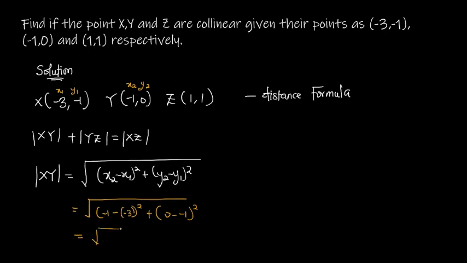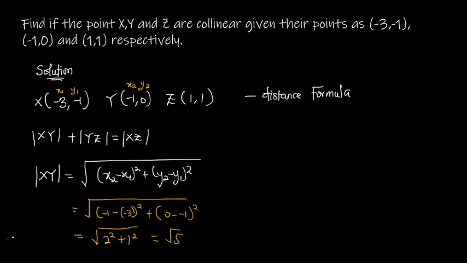So I have 2 squared here, plus this is +1, 0 minus -1 is +1, and then +1 squared over here. So 2 squared is 4, and 1 squared is 1. So I'm going to have √5 as my answer over here. So the distance xy is √5.